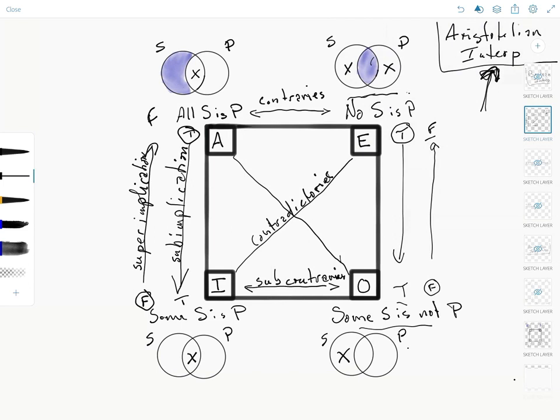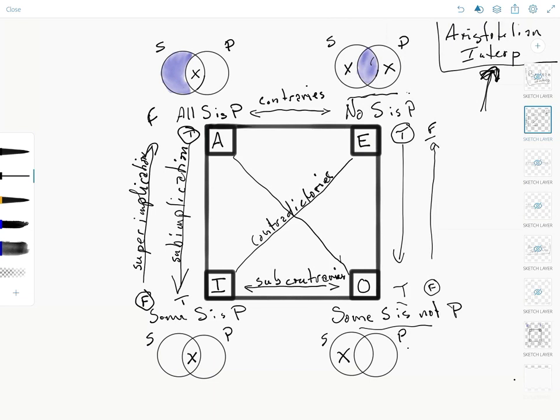So let's start by reviewing the Aristotelian interpretation. Again, the Aristotelian interpretation applies only to universals. Particulars have existence built in anyway, as you can see from some S is P and some S is not P. So on the Aristotelian interpretation, the square of opposition has these various relations: contradictories, contraries and subcontraries, sub-implication and super-implication. Most of these are dependent on the existential import of the Aristotelian interpretation.